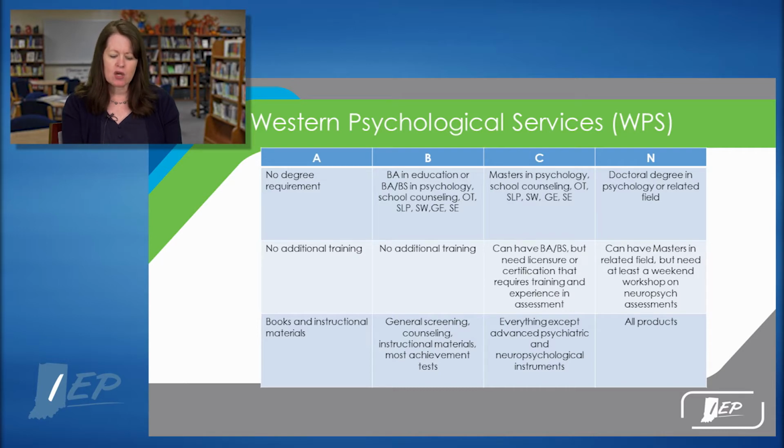A B-level product requires at least a bachelor's in education or psychology, school counseling, occupational therapy, SLP, social work, gen ed teacher, special ed teacher, lots of different levels of just having that base bachelor's level degree. And they also don't require any additional training of any kind in this level of qualification. The understanding is that if you've gone to school for training in one of these areas, you've got some background, you've got some training, so they're not requiring anything else. You can get access through WPS to screening kinds of tests, counseling materials, instructional materials, obviously books, and then most achievement tests that are sold through WPS also fall into this category.